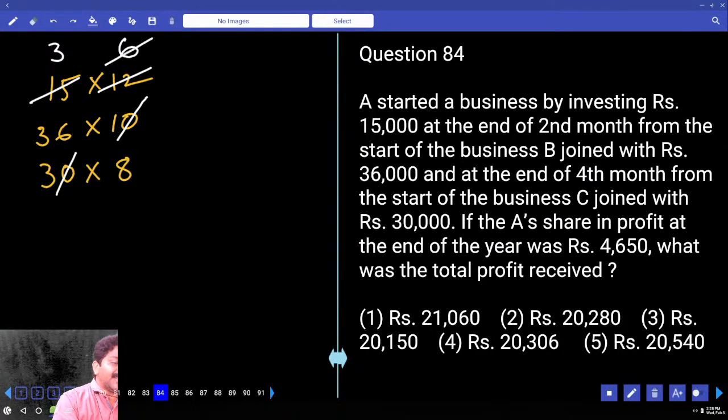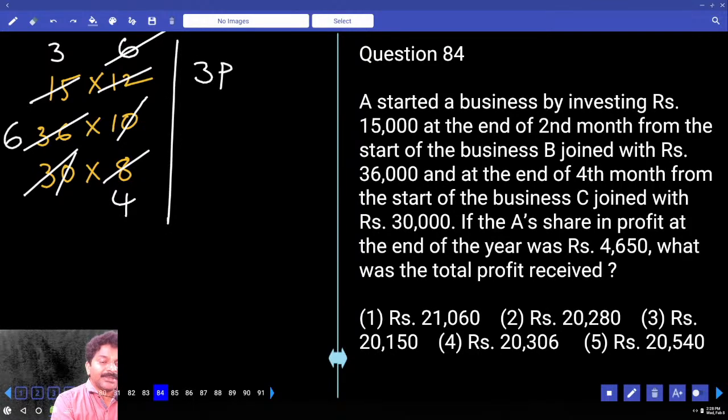Now cancellation with 6. 6 cancellation, in the sense 3 and 2 cancellation. In 8, if you cancel it with 2, how much is left? 4. So it is 3 parts, 6 parts, and then 4 parts.